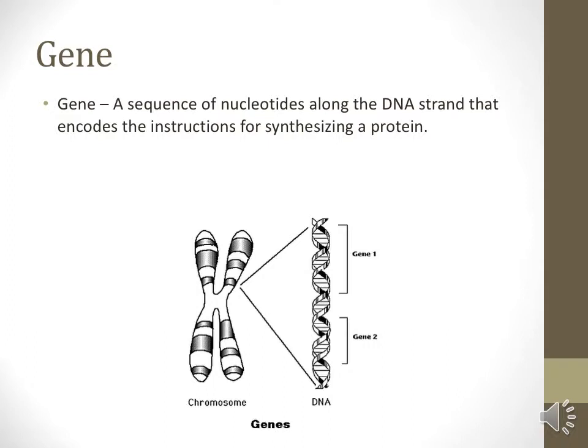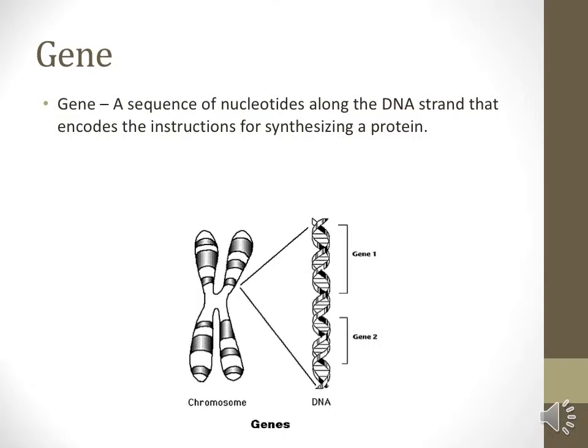So on the chromosome you have genes, and a gene is simply a sequence of nucleotides along the DNA strand that encodes the instructions for synthesizing proteins. You can just think of this gene as an ordered sequence of nucleotides, and a gene is always going to be located in a particular position on a particular chromosome, and that's often referred to as the locus, the genetic locus, where that gene is located.